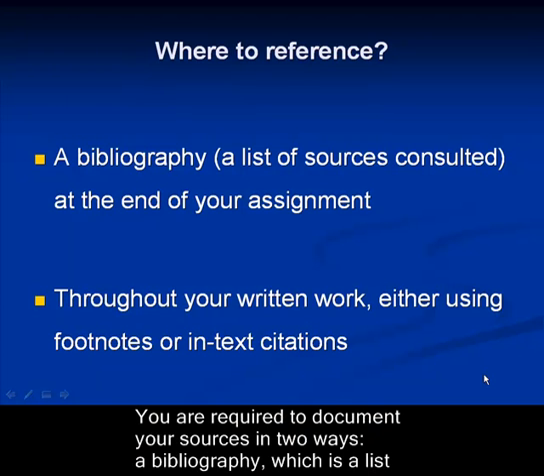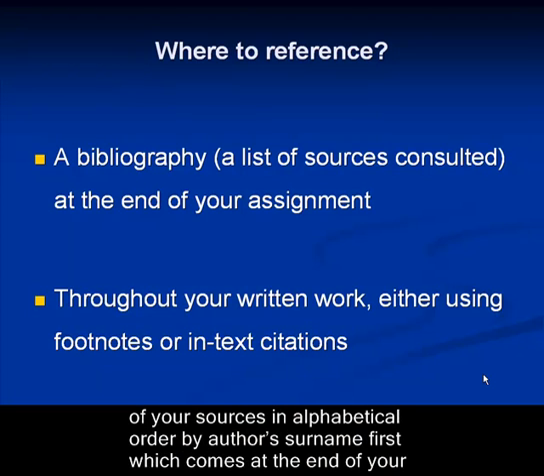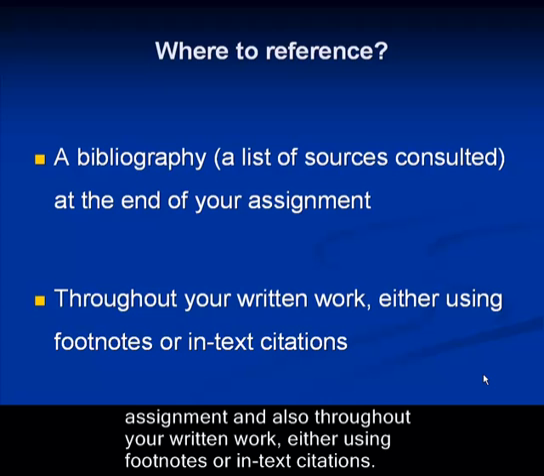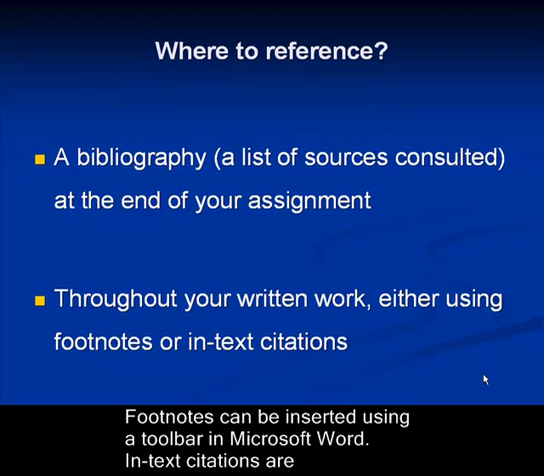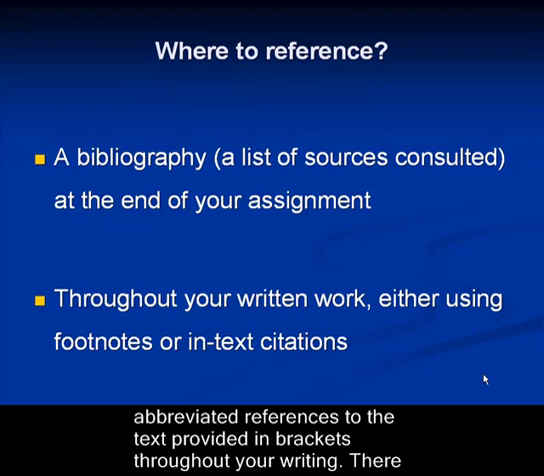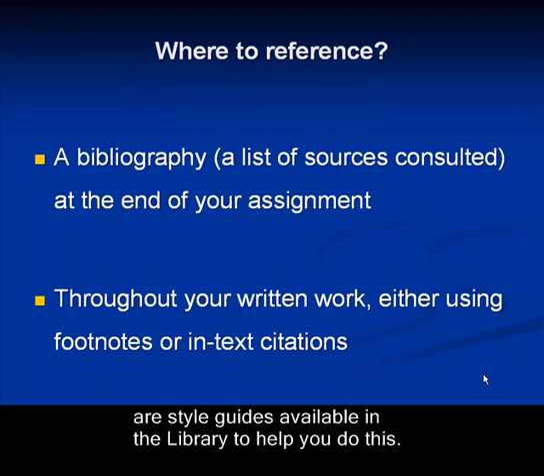You are required to document your sources in two ways. A bibliography, which is a list of your sources in alphabetical order, by author surname first, which comes at the end of your assignment, and also throughout your written work, either using footnotes or in-text citations. Footnotes can be inserted using a toolbar in Microsoft Word. In-text citations are abbreviated references to the text provided in brackets throughout your writing. There are style guides available in the library to help you do this.